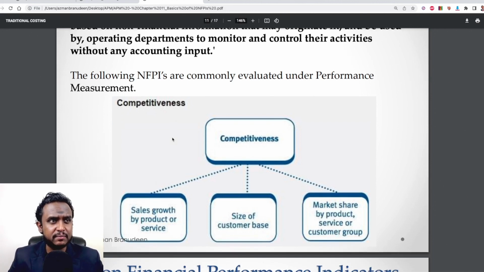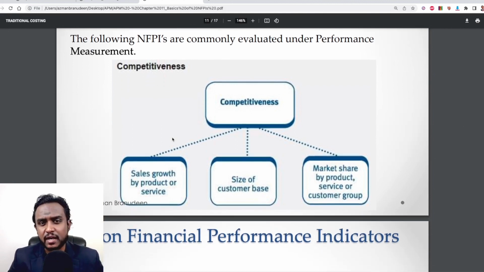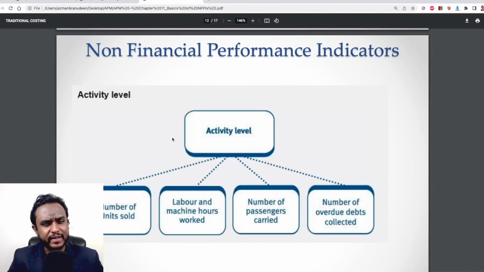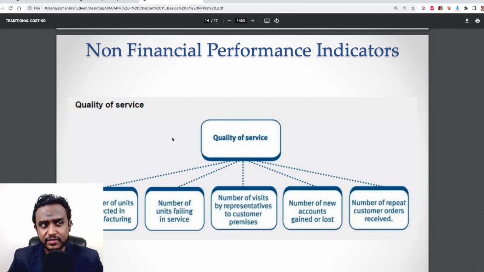So here, I'm just giving you a few examples. Competitiveness: sales growth by product or service, size of customer base, market share, activity level. You have so many, right? Number of units, labor hours, machine hours, number of passengers carried, overdue debt collected, productivity, manufacturing cost per unit, capacity utilization of facilities, labor force, labor utilization, number of units produced on average per day, per week, per man day, average setting up time for a new production run, average maintenance time, etc. Quality of service: number of units rejected, number of units failing, number of visits by customer representatives, number of new accounts gained or lost, number of repeat customer orders, all of that.